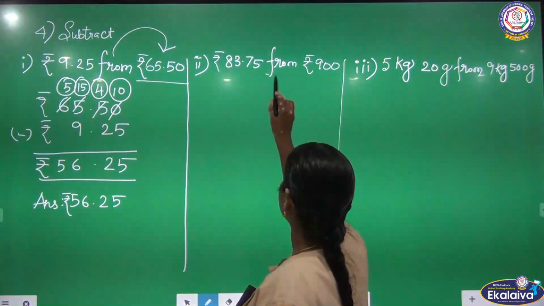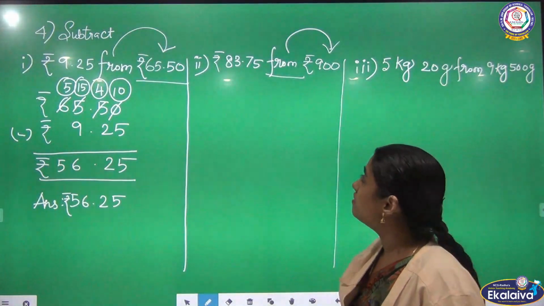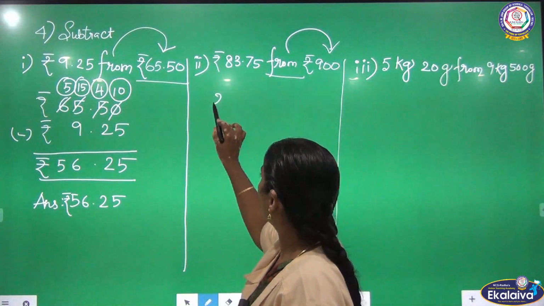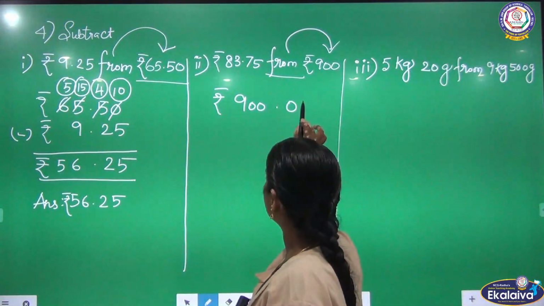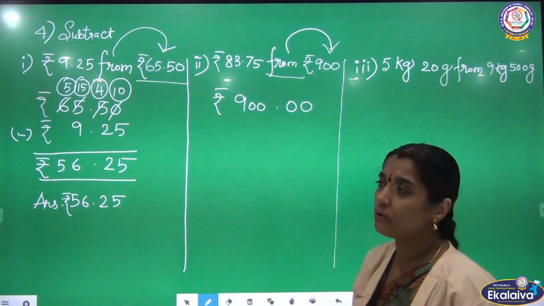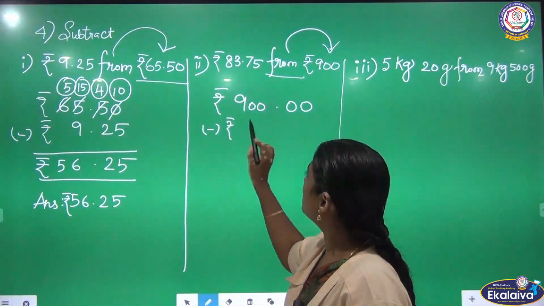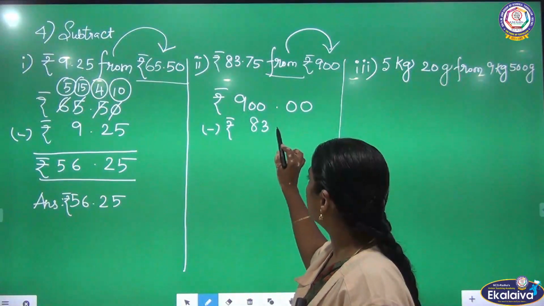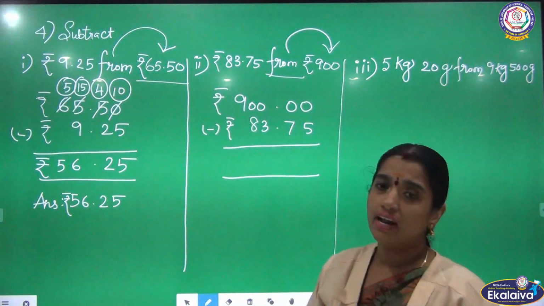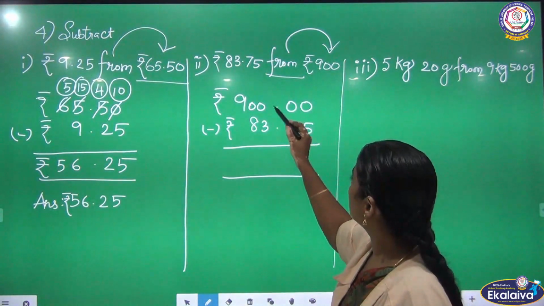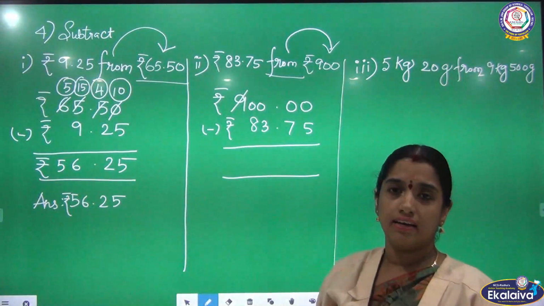Listen, I said from after what is there that I am going to arrange first. Here, listen, here rupees 900 is there. There is no paise, just put 2 zeros for that. Okay. Now listen, minus rupee, what is there? 83 rupees 75 paise. Got it? Now listen, here all these numbers are 0. Where I have to borrow? I have to borrow from this 9.